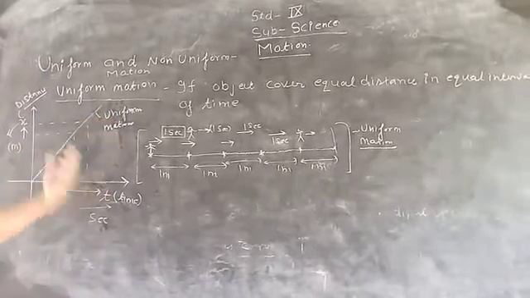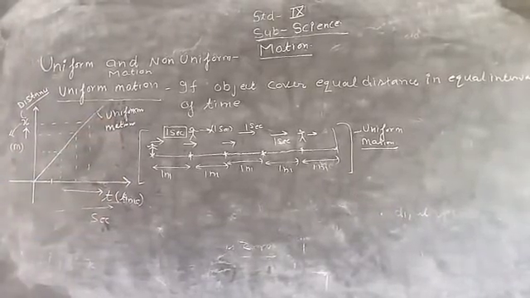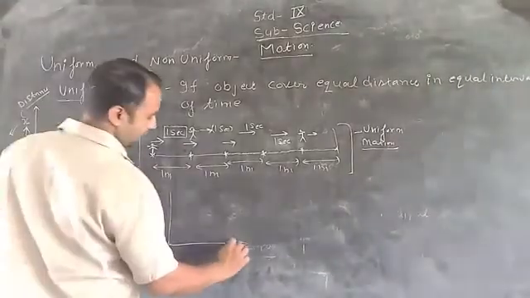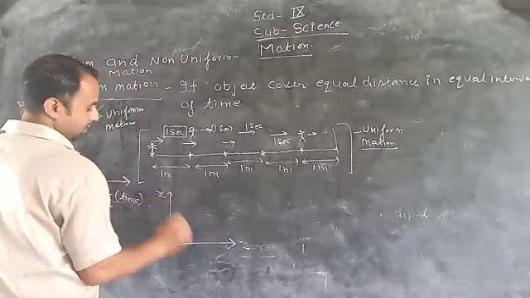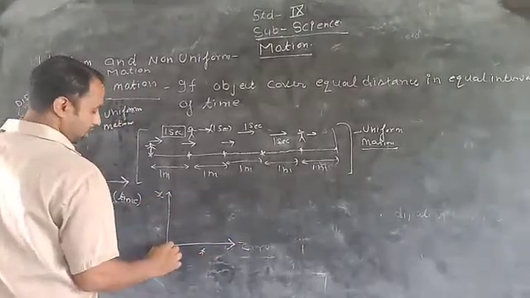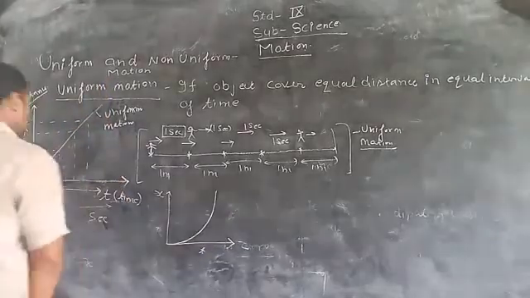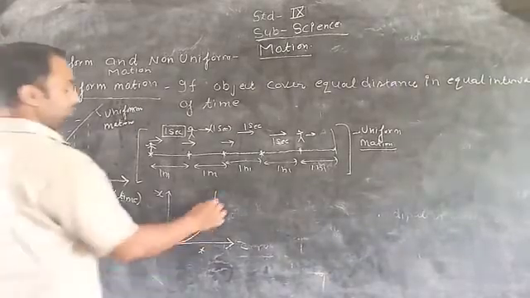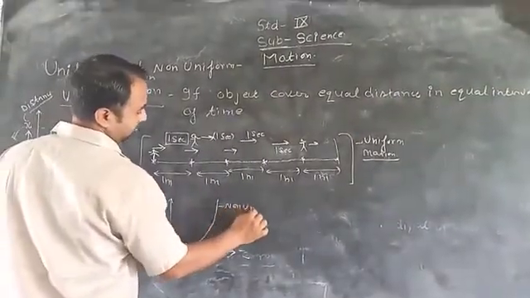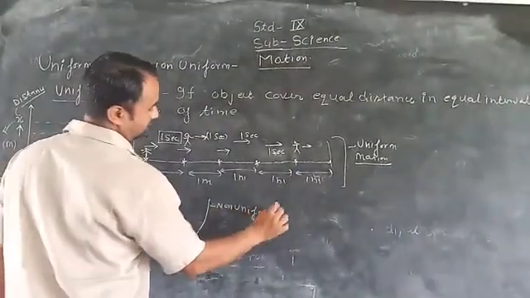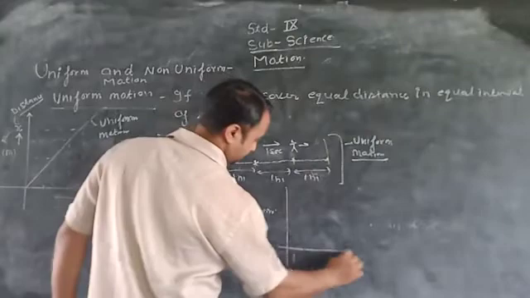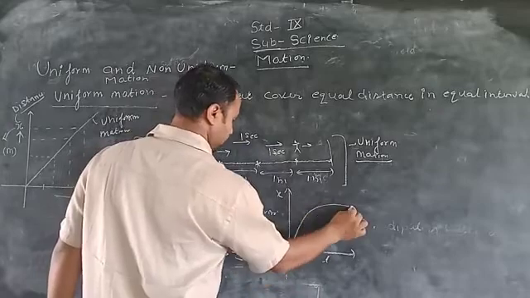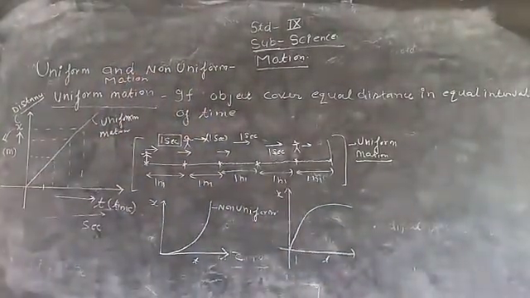Now there are various other graphs of motion which are not uniform. If we see this graph, this is x, this is y. A graph like that is not a uniform motion, and this graph is called non-uniform motion. Another graph, this is x and this is y. This is also a non-uniform motion.